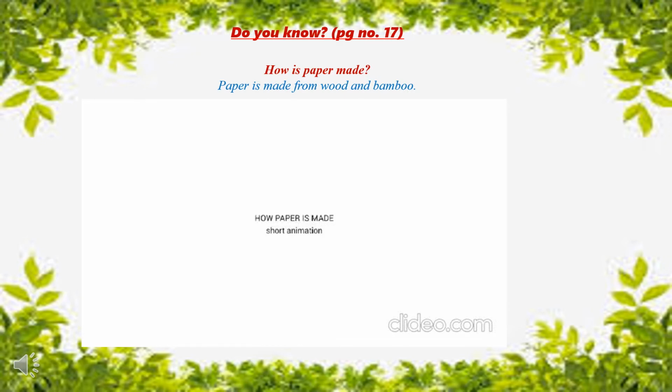On page 17, there is another bit which says, do you know? And the question is, how is paper made? So we all know that paper is made from wood and bamboos. So in this slide, I have provided a small video by which you can understand what are the processes, the stages in which paper is made out of wood and bamboos. Let's see it.